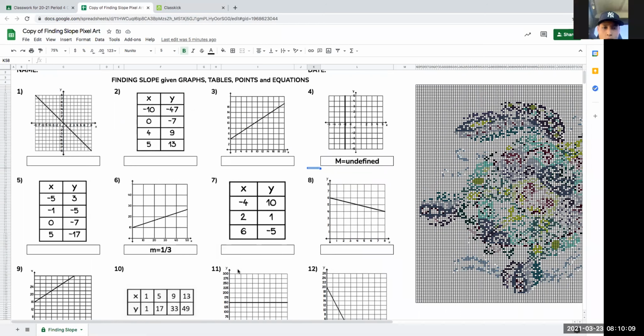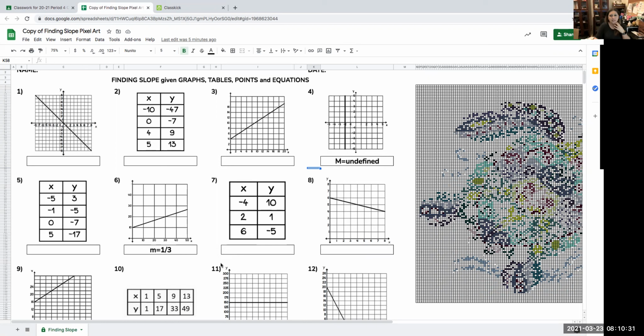Oh, Miss, they're not supposed to stay red? No, they're not. Some of them for some reason are still staying red for some students. So if you have a question where it stays red, let us know and we'll check your answer and help you out. And if they're all red, then that means you probably weren't putting M equals.